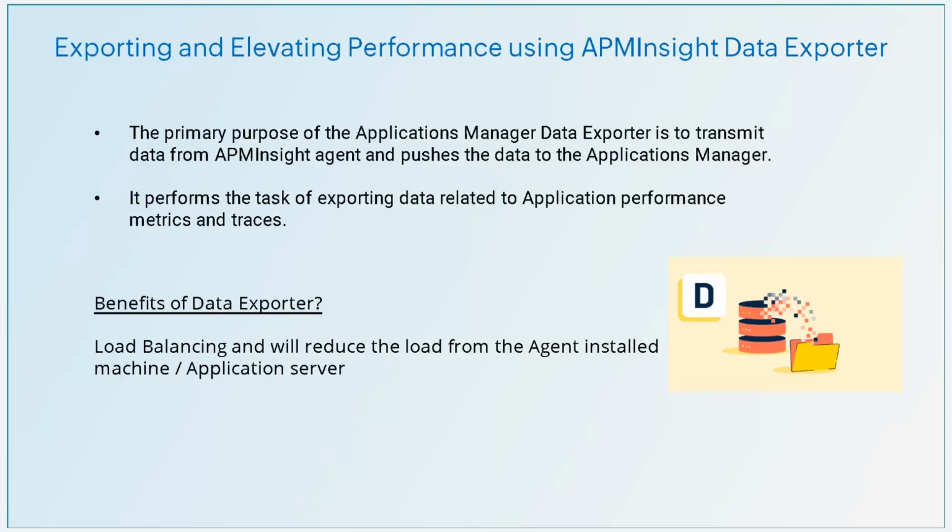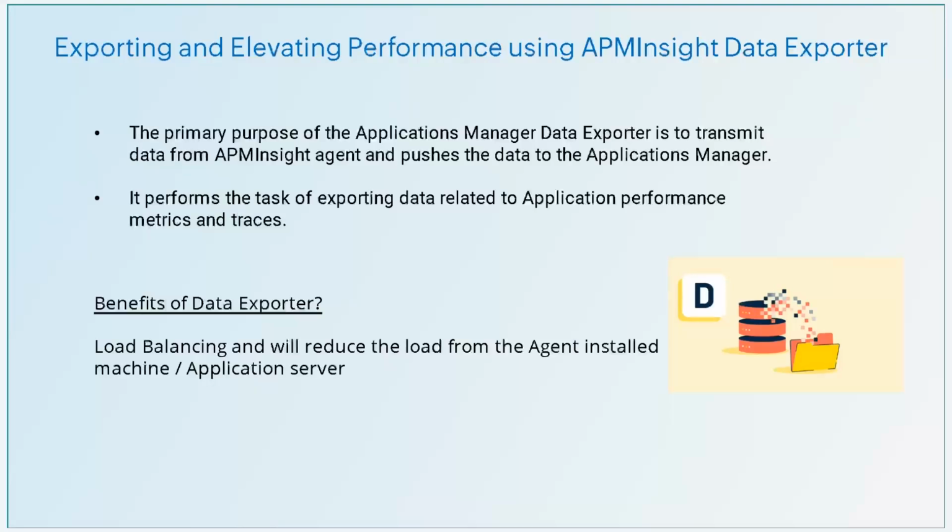The data exporter operates as a separate, independent process, which means it will run independently from other components or services within the Applications Manager. The primary function of the data exporter is to handle and transmit the information related to application metrics and the traces to the Applications Manager.